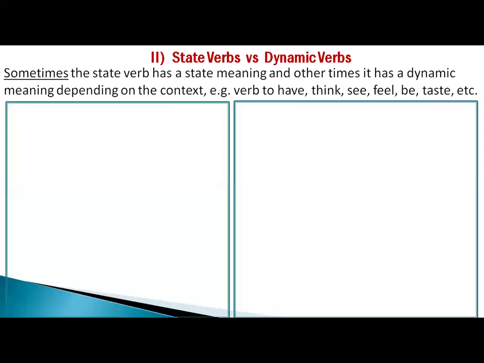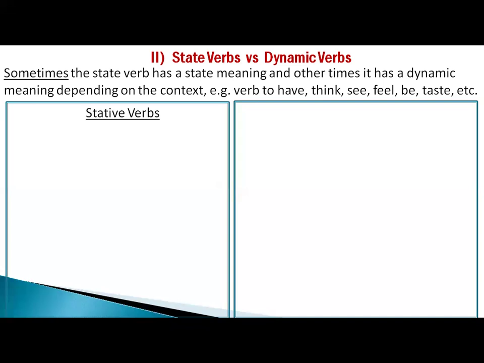Sometimes the state verb has a state meaning, and other times it has a dynamic meaning, depending on the context. Example: verb to have, verb to think, verb to see, verb to feel, verb to be, verb to taste, verb to smell, etc. This page shows you how the verbs to have, think, see, and be can have a stative meaning and a dynamic meaning depending on the use and the context.